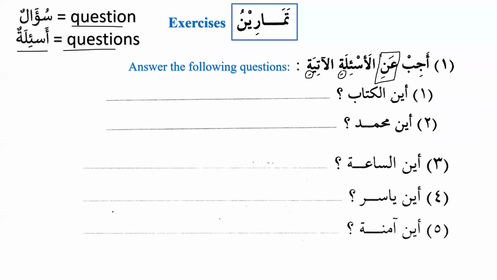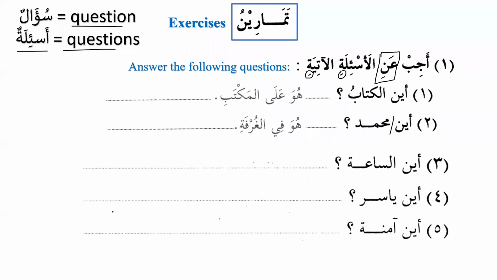Ainal kitabu. Where is the book? Ainal kitabu. Let me test your knowledge. Yes, who remembers? Excellent. Huwa ala al-maktabi. It is on the desk. Aina Muhammadun? Where is Muhammad? Huwa fil ghurfati. Excellent. Huwa fil ghurfati. He is in the room.